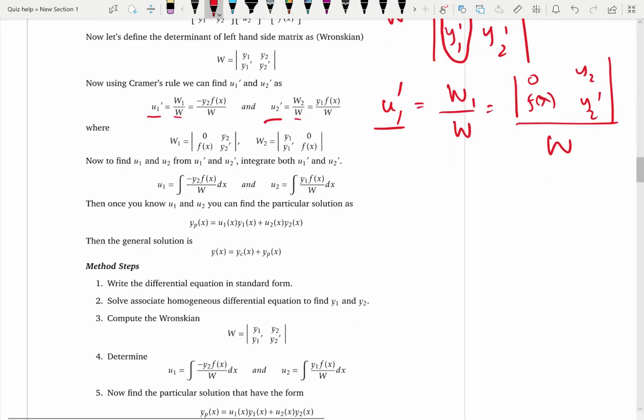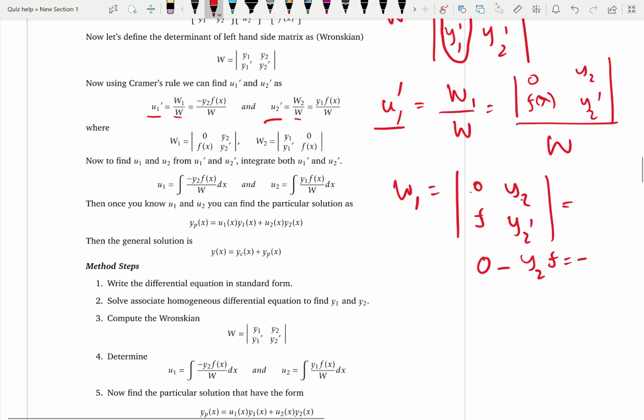But if you simplify this, w1 over w, so w1 is actually the determinant with 0, f, y2 prime. So the determinant here is y2 prime times 0, which is 0, minus y2 times f, so negative y2 f. So w1 is actually negative y2 f. That is how I get negative y2 f here. So u1 prime is actually negative y2 f over w. Okay, w is a function, that is a determinant.